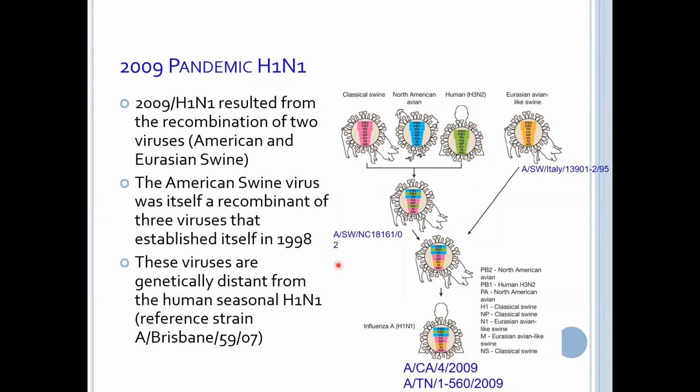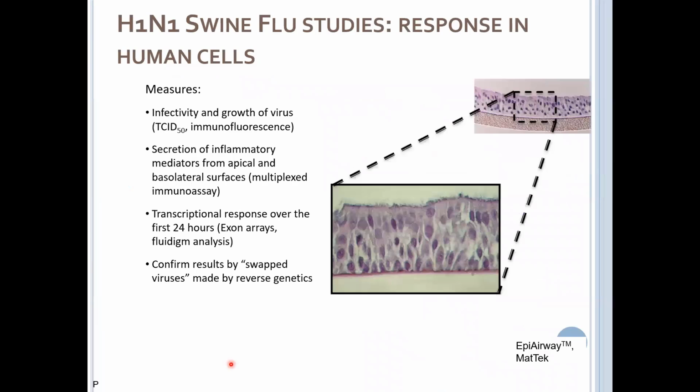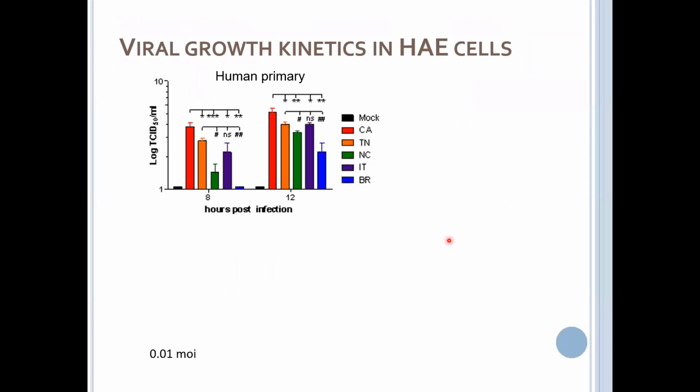To do that, we used representative viruses of the classical swine in America, which we call North Carolina, the classical swine in Italy or in Europe, which we call the Italy virus, representatives of the pandemic strains, and a representative of the old seasonal strain. And we measured many features of viral replication and innate immune induction in vitro in primary human epithelial cells.